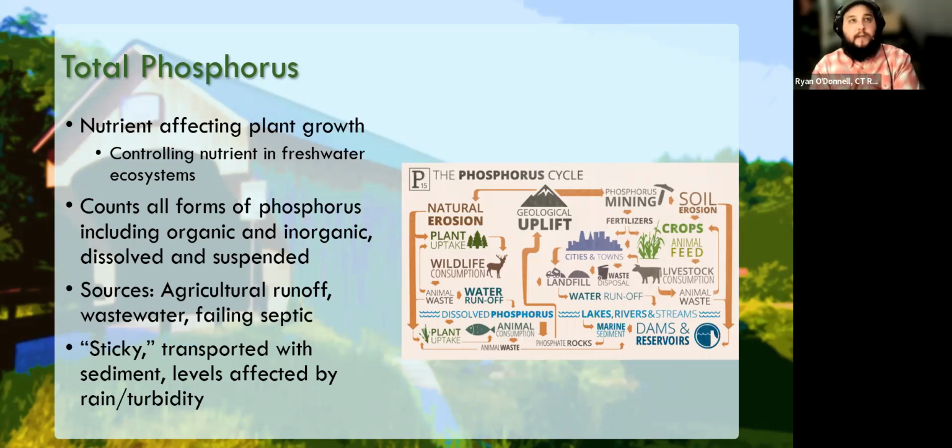Total phosphorus is another nutrient affecting plant growth. It's the controlling nutrient in freshwater ecosystems. So that's why it's the primary nutrient of concern with regards to Lake Champlain. So you hear a lot about that if you live in Vermont. And once again, the total means that it counts all forms of phosphorus. This includes organic and inorganic, dissolved and suspended. If it's phosphorus and it's in the sample, we count it.